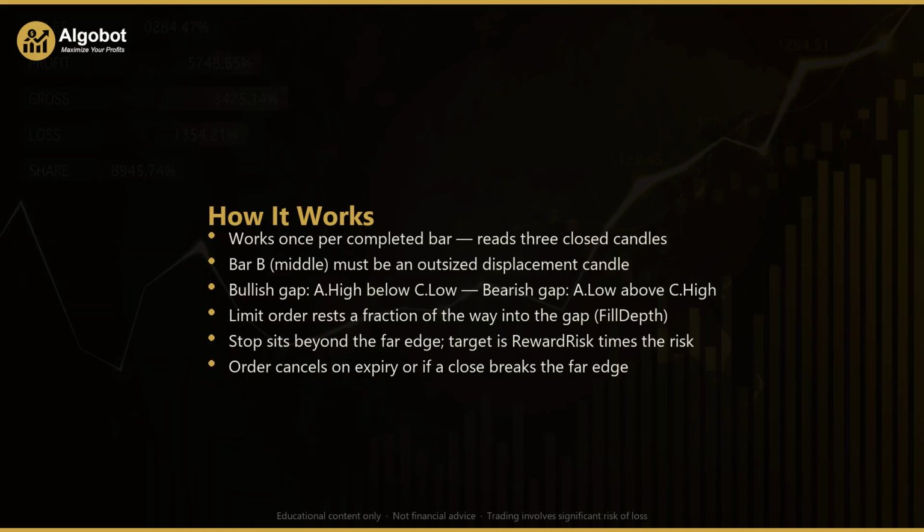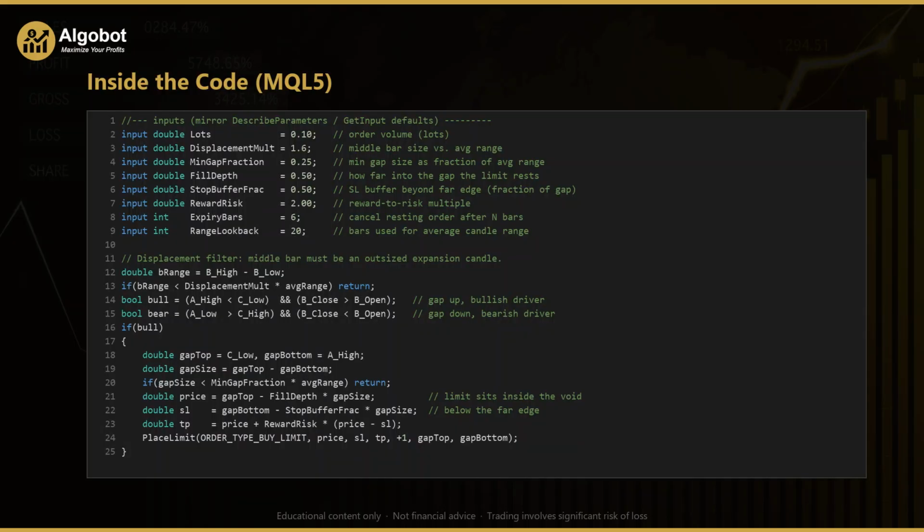And if a candle closes right through the far edge of the gap, the setup is considered invalidated and the order is pulled. This keeps the strategy clean and disciplined. Let's read through the MQL5 code on screen as if we were sitting in MetaEditor.